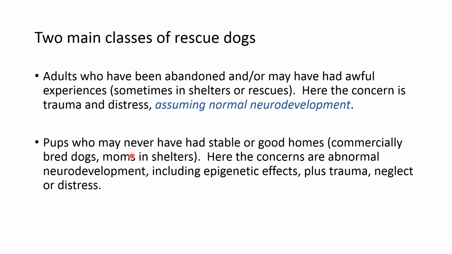commercially bred dogs, moms who were in shelters, moms who were pregnant when they were brought to the shelter and give birth in the shelter. These are dogs that are going to likely suffer the effects of epigenetic stress. And this is the result of what an uncertain and stressful environment does to you prenatally, perinatally and postnatally in terms of nutrition and neurodevelopment. So we are really concerned about how this affects their neurodevelopment, including all the epigenetic effects, plus the trauma that they would have and any neglect or distress.